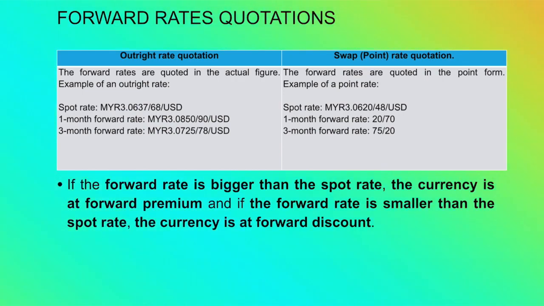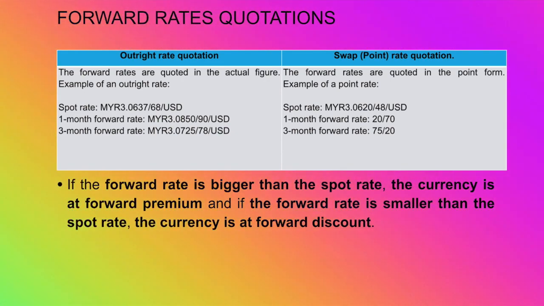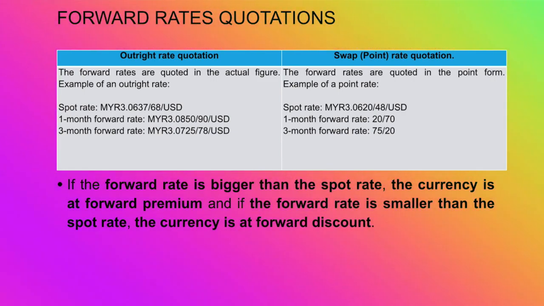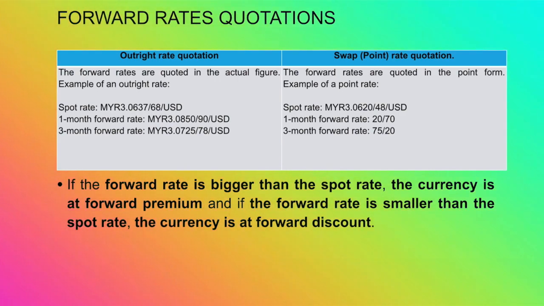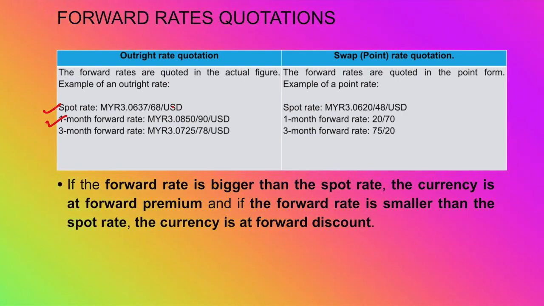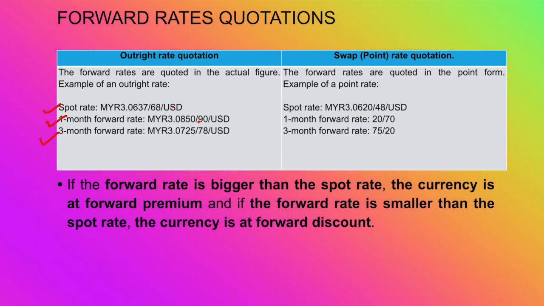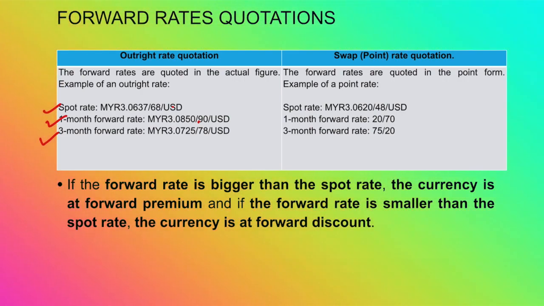Next, forward rates quotation. We have outright rate quotation. The forward rates are quoted in the actual figure. Example of an outright rate: spot rate is 3.063768 per US dollar. For 1 month, forward rate 3.085090 per US dollar, and 3 months forward rate 3.0725/78 per US dollar. This is outright rate.